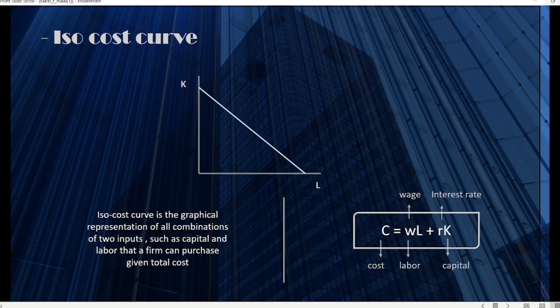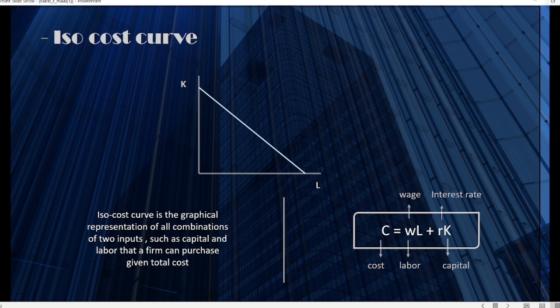Properties of iso-cost lines: they are straight lines with a negative slope. The slope depends on the relative prices of labor and capital. Higher iso-cost lines represent larger budgets. Example, if a firm has $100 and labor costs $10 while capital costs $20, then possible combinations are 10 labor, 0 capital, 5 labor, 2.5 capital, and so on. All these points lie on the iso-cost line.